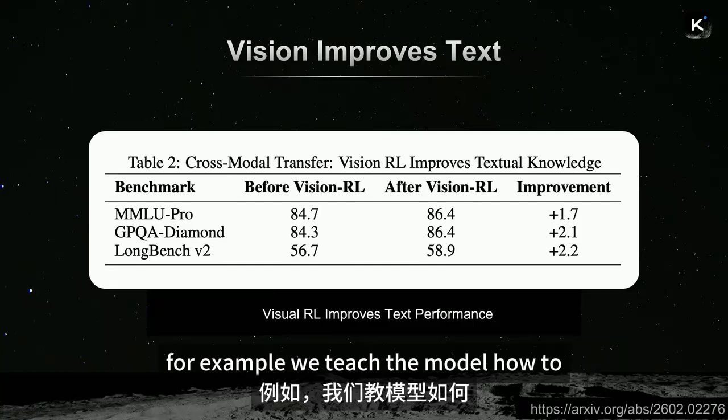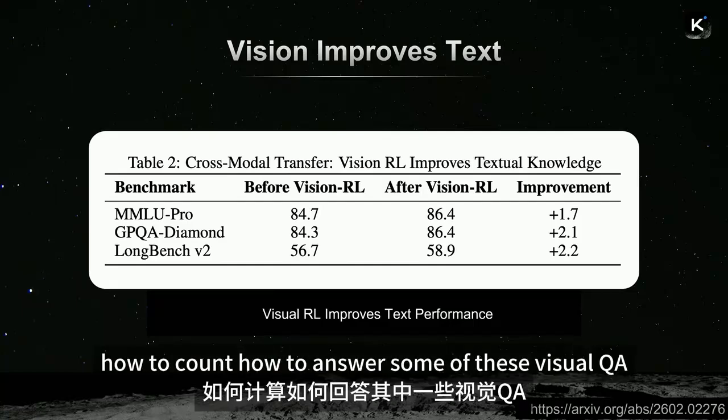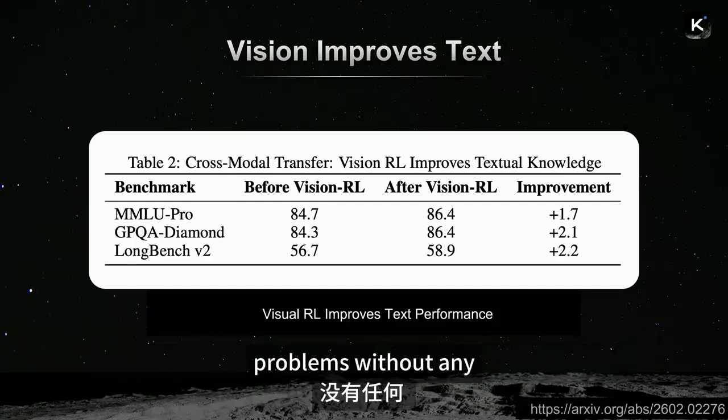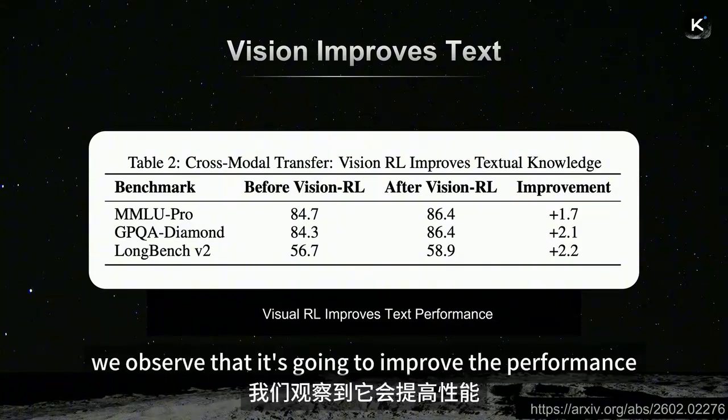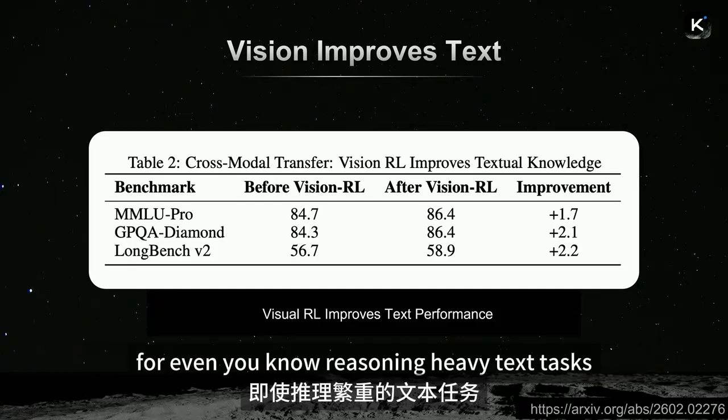For example, we teach the model how to count, how to answer visual QA problems, without any math or coding problems in this space. But we observe that it improves the performance even for reasoning-heavy text tasks.